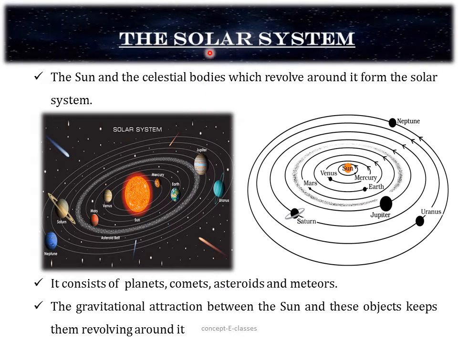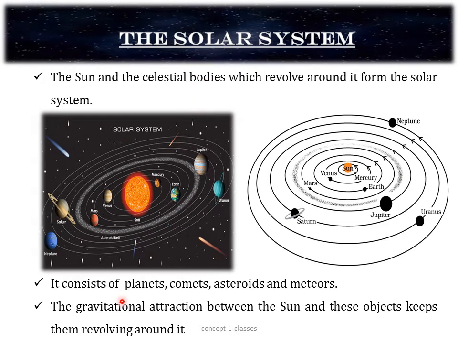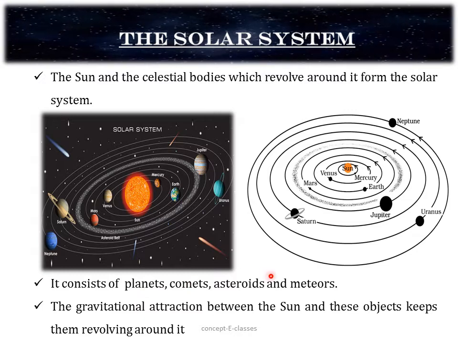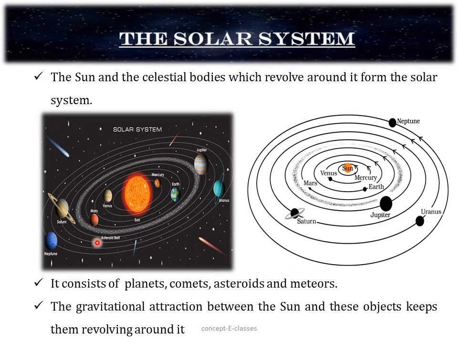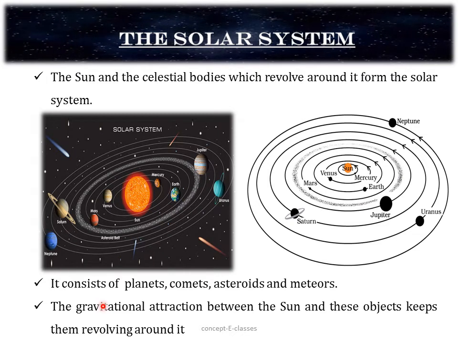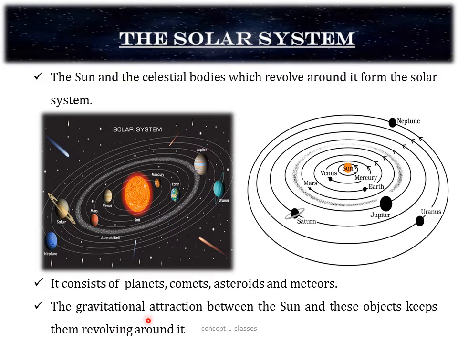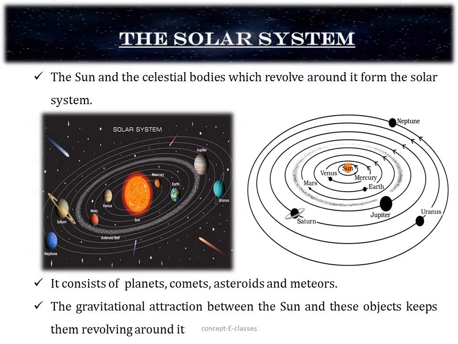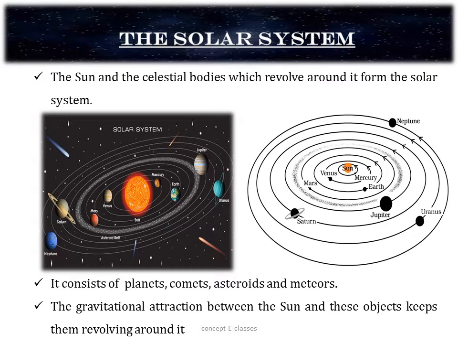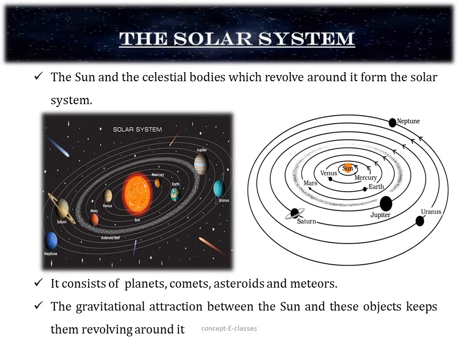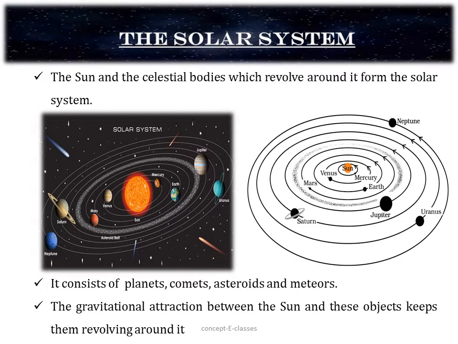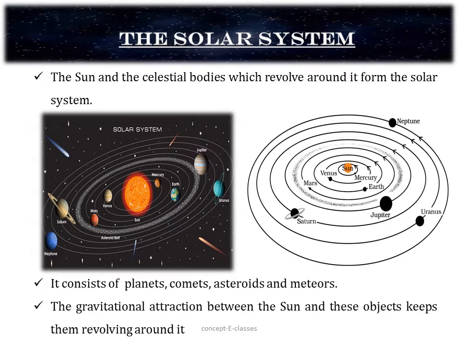So what all are the celestial bodies? It includes planets, comets, millions of asteroids and meteors. And the gravitational attraction between the sun and these objects keeps them revolving around it. So in short, we can say that the solar system is a gravitationally bound system of the sun and these objects like planets, comets or asteroids that orbit the sun.